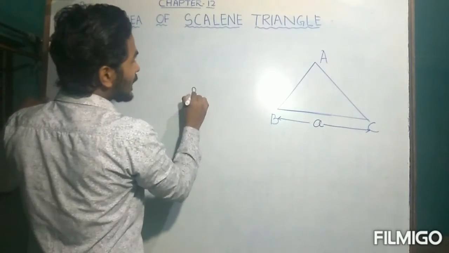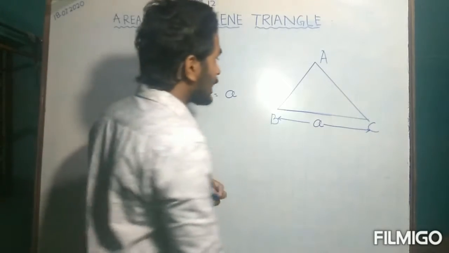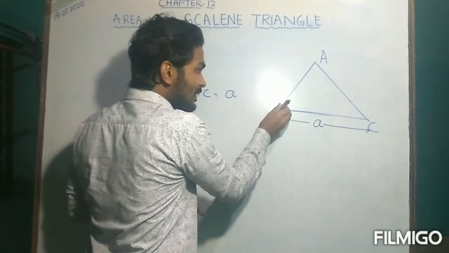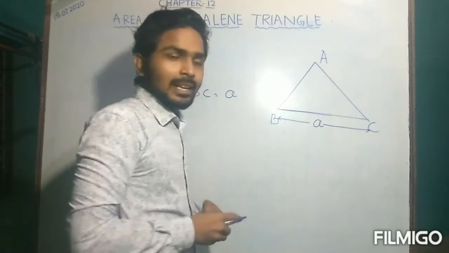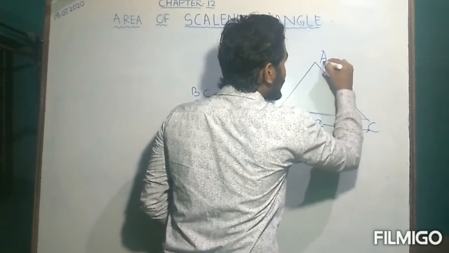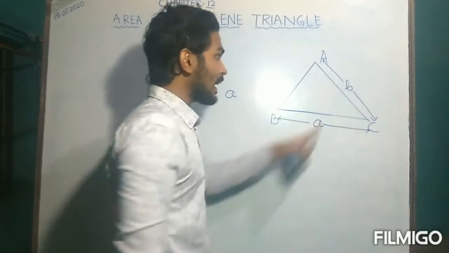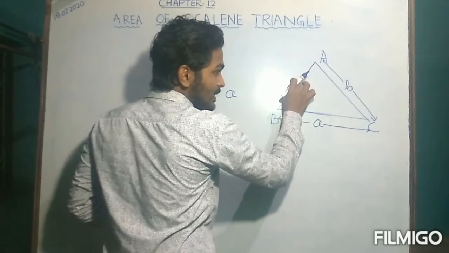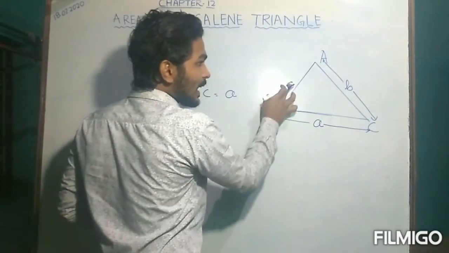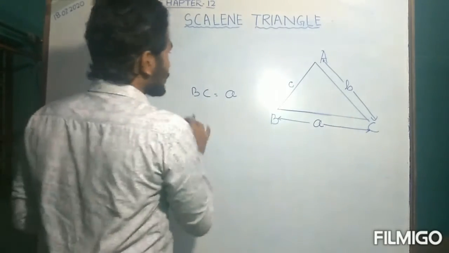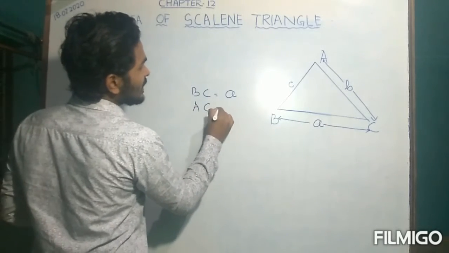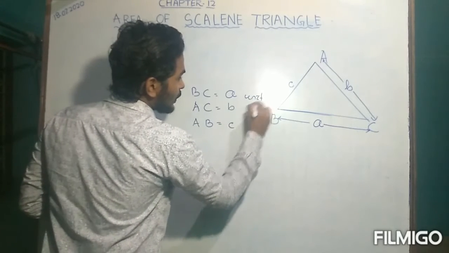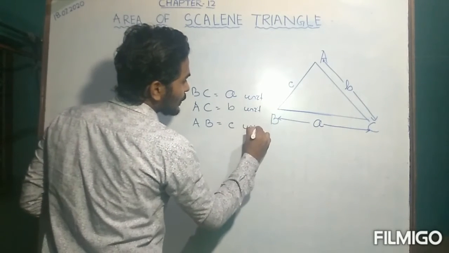Clear? So you can write that BC is equal to small a. The side which lies in front of B, see, this is the angle B, and the front side is AC, so this AC side is known as small b. Similarly, this side is known as small c, because this side lies just in front of the angle C. So BC is equal to a, AC is equal to b, and AB is equal to c. These are the units, b units and c units.